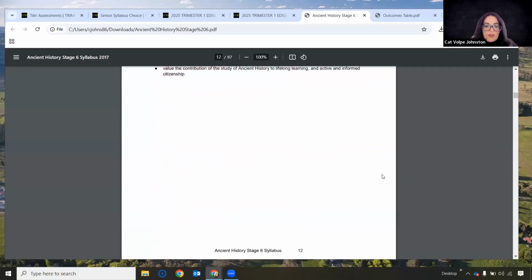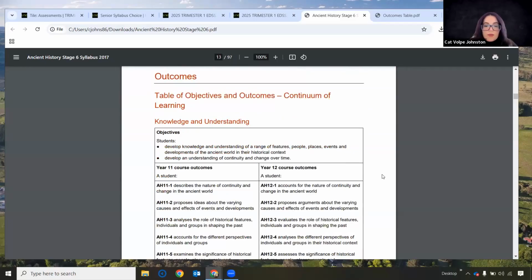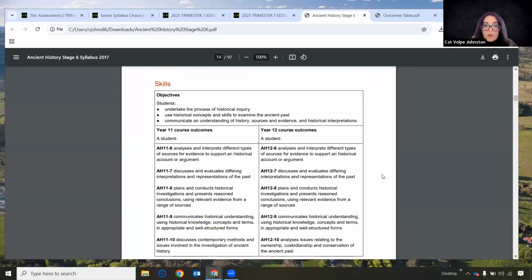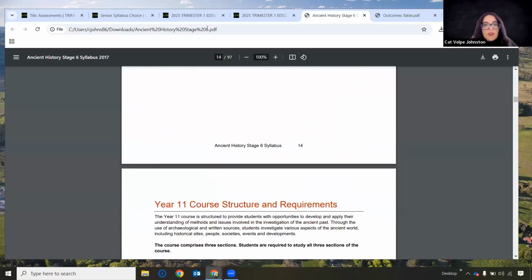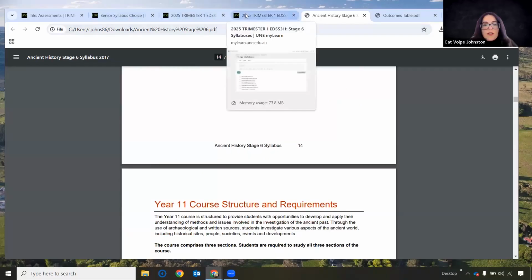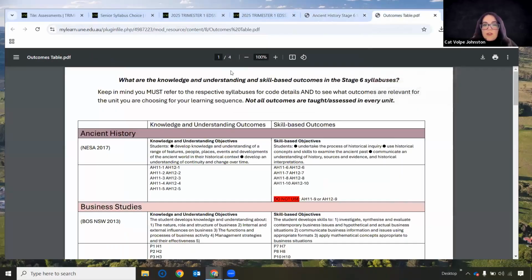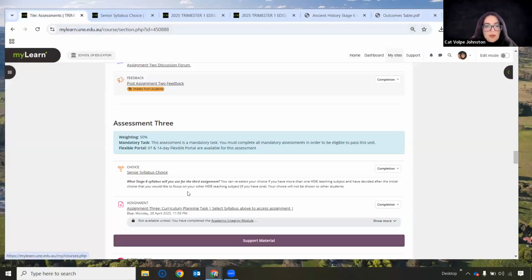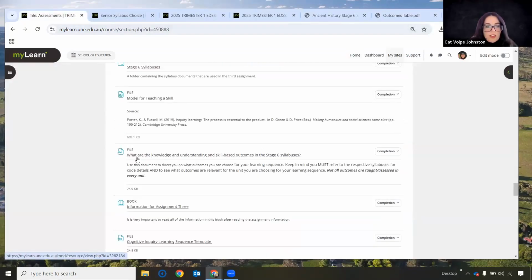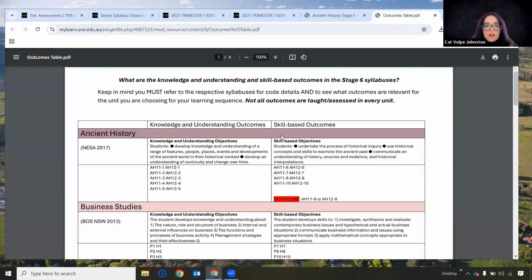the objectives, the outcome table, skill-based outcomes, course structure and requirement. Now, when you are working on this assignment, I'll just show you what document I'm referring to. So this is the one that you click on here. What are the knowledge and understanding and skill-based outcomes in the Stage 6 syllabuses? So you can see here that I've put everything into different sections. The outcomes that are related to knowledge and understanding are listed here, and the skill-based outcomes are listed here.